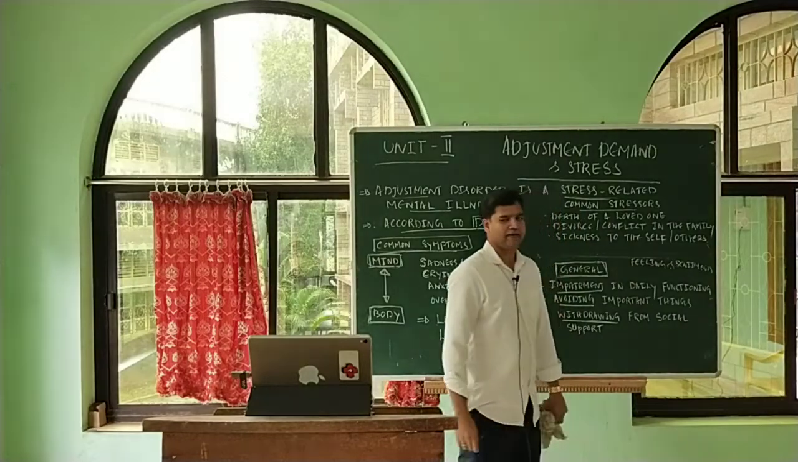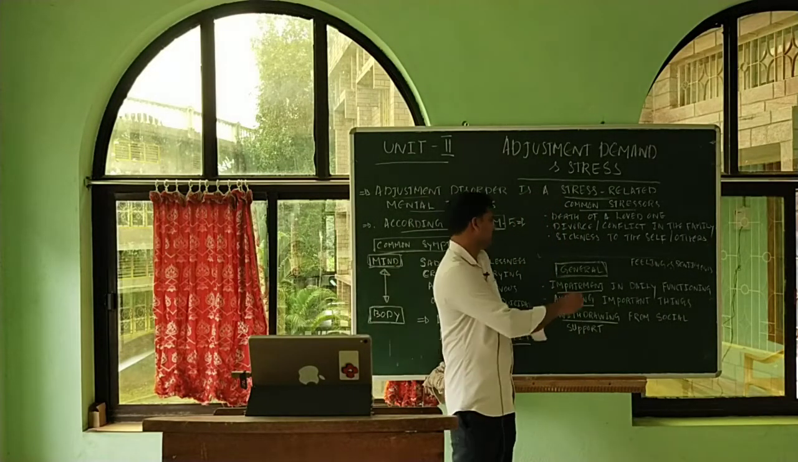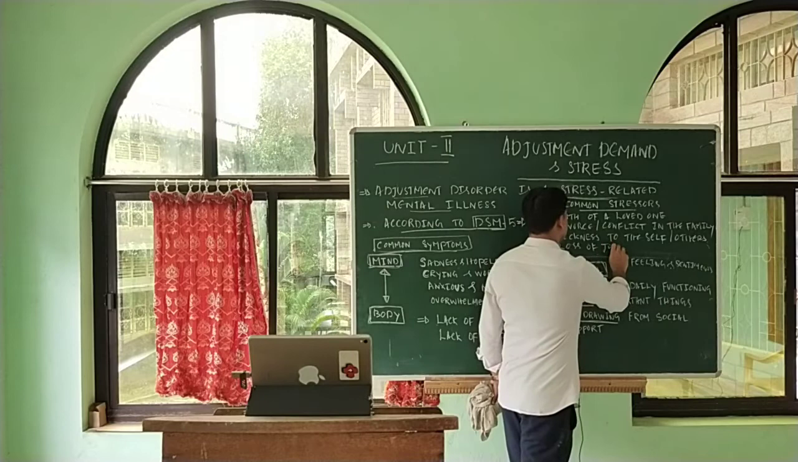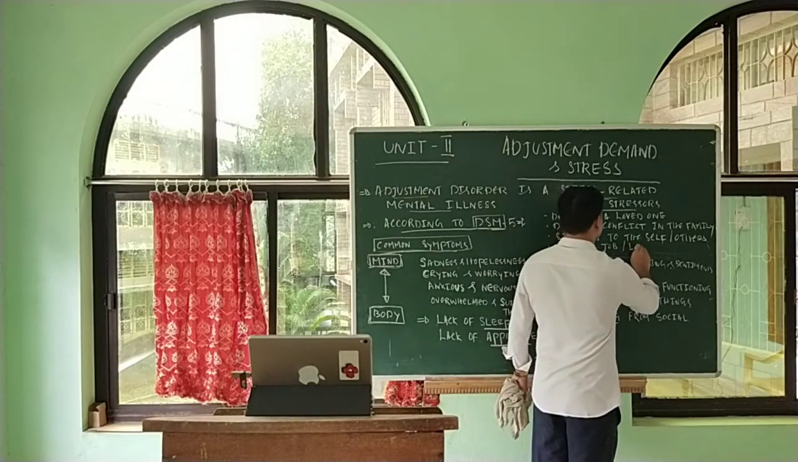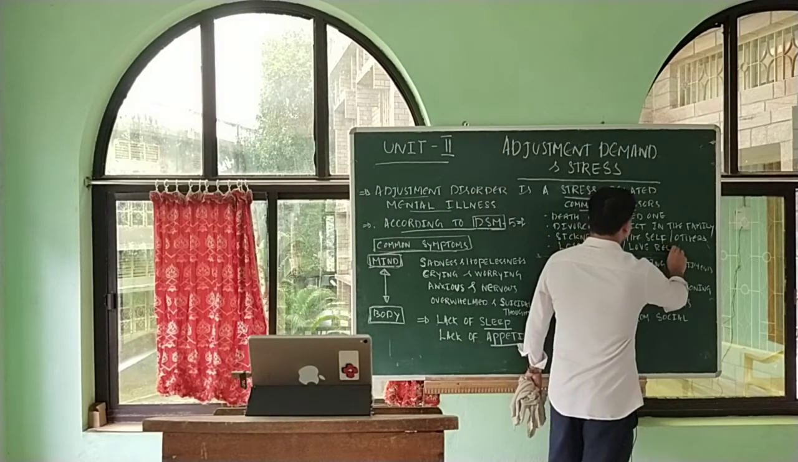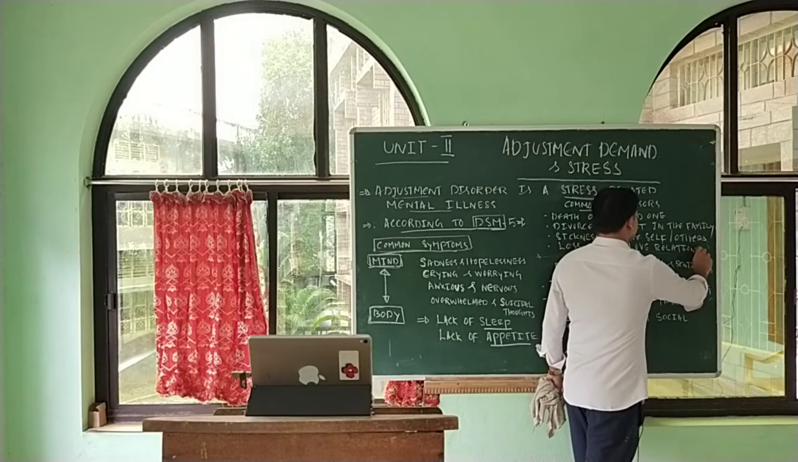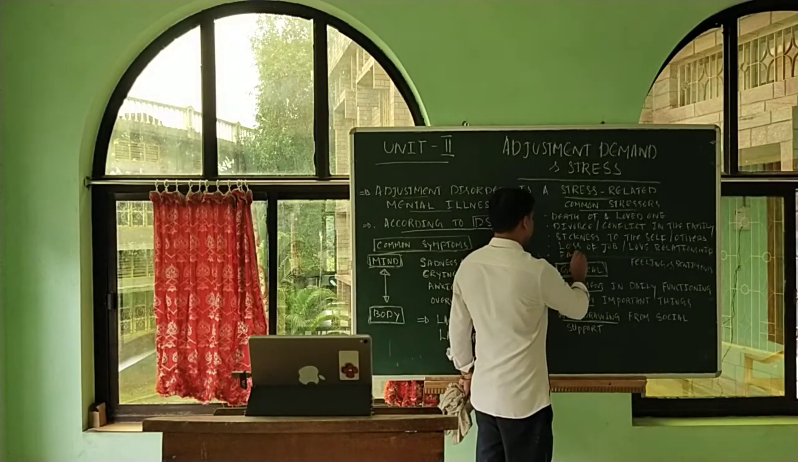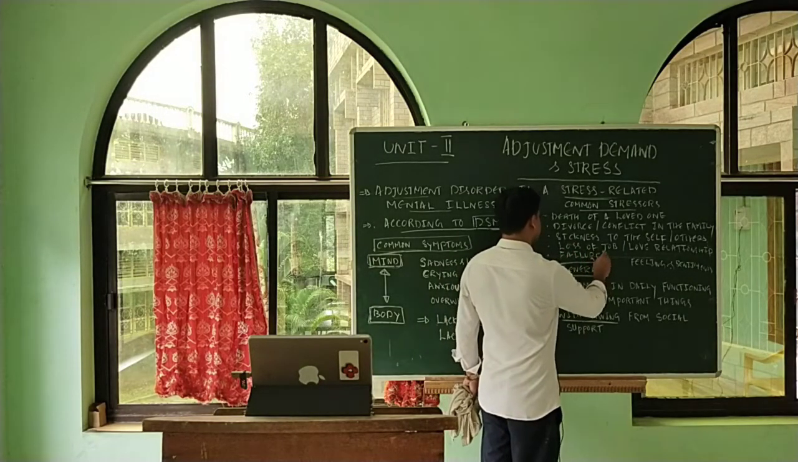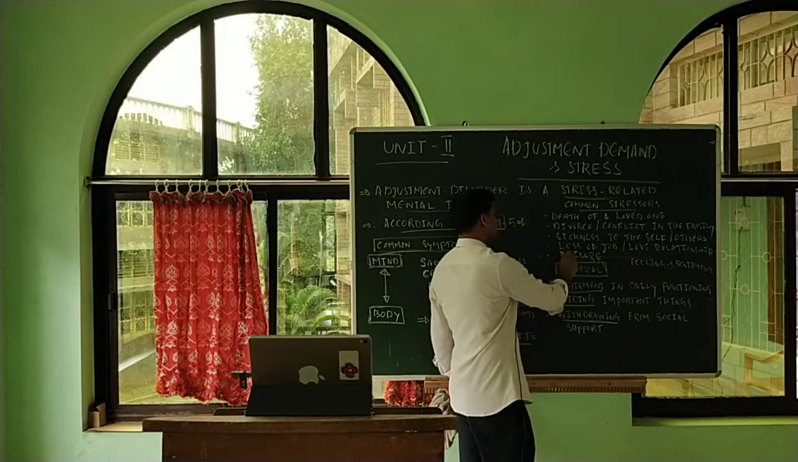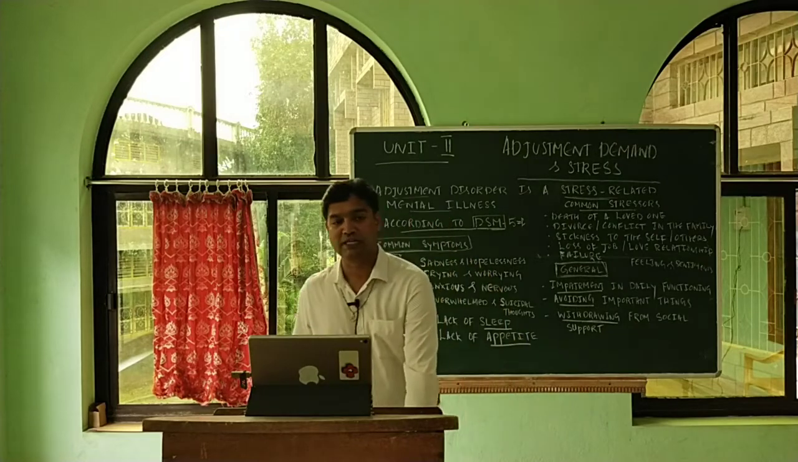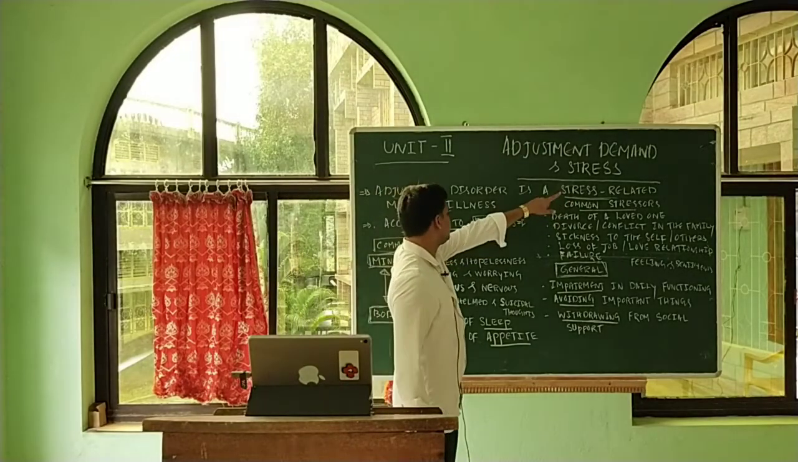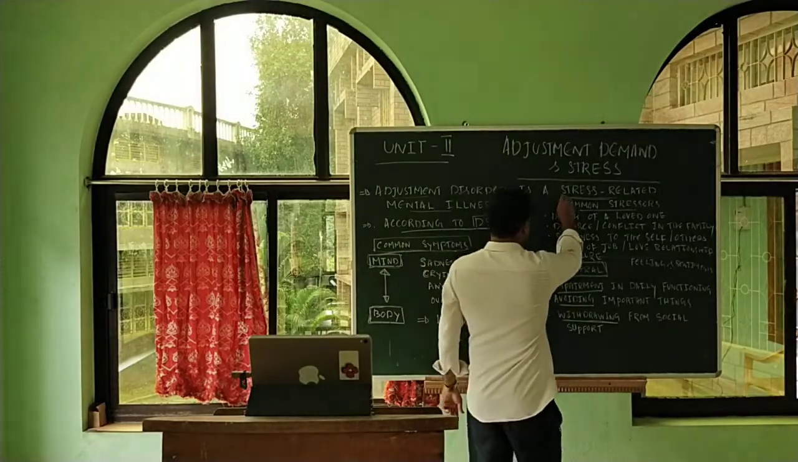So that also can act as a stressor, or loss of job, or loss of a love relationship. There could be several other stressors. Failure in one's life, failure in examinations, love failure, anything, failure in one's career. These are some of the important stressors which might lead the person to develop adjustment disorder, which is basically a stress-related mental sickness. And we have seen some of the common stressors.